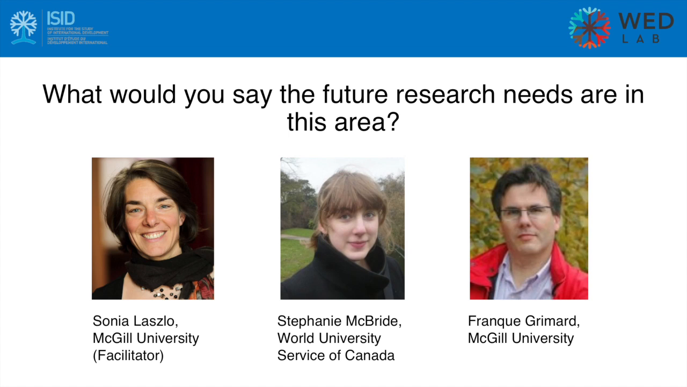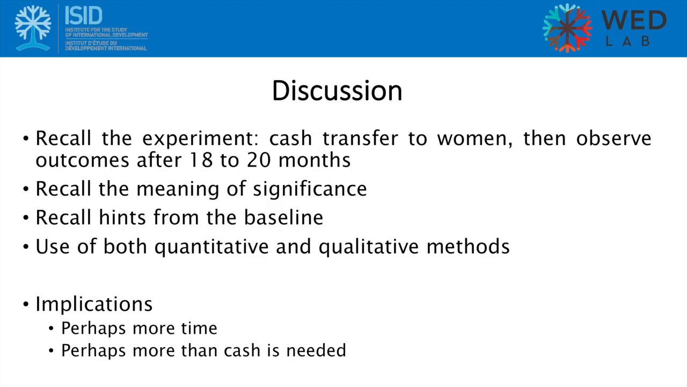For me, I'd take more of your questions in the context of our research project, which is whether cash transfer to women will lead to more women's empowerment. And if you recall, we don't seem to find a statistical effect after 18 to 20 months. So the experiment was to give cash transfer to women with some conditions, observe outcomes after 18 to 20 months, compare the treated versus the control households, and see if there is a difference in their empowerment. And we don't seem to find a difference, right?